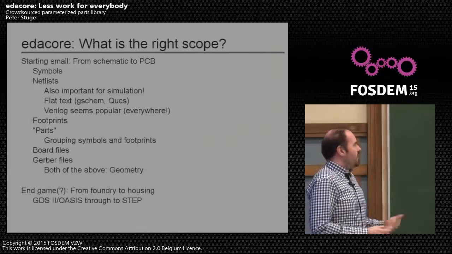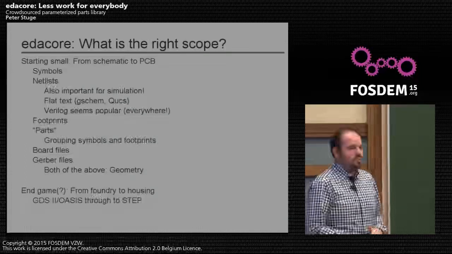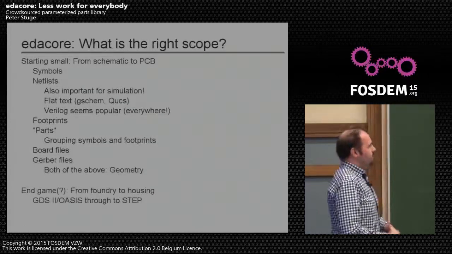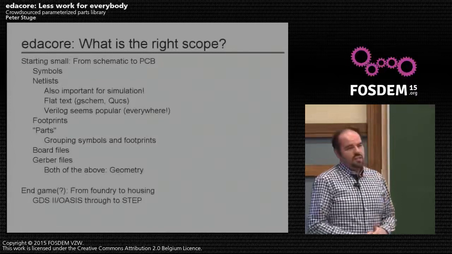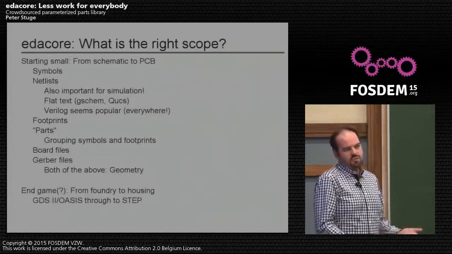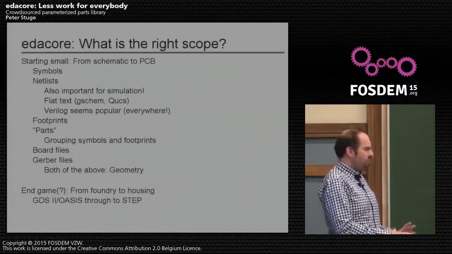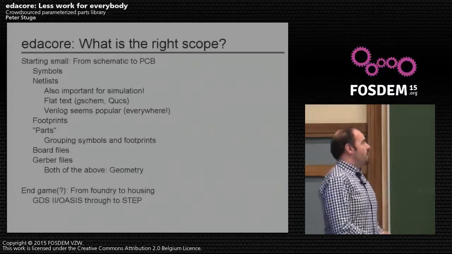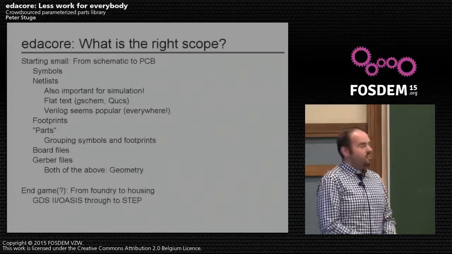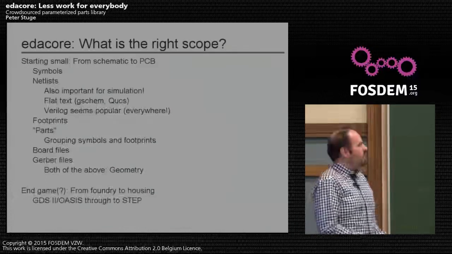So far, they're all flat text, which is good. In flat text in the open source tools, this is good. Verilog seems to be popular for the netlist, so maybe that will simply solve itself, and Edacore won't need to deal with netlists, and that will all be Verilog. It seems to be going that direction. Footprints aren't shared, aren't common. And then there's what I call parts.